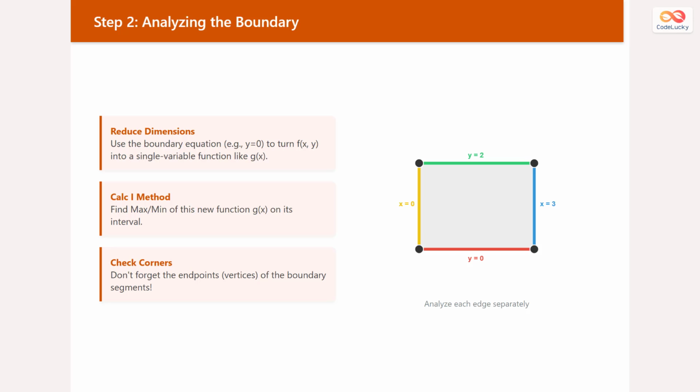Step 2 is often the most work, analyzing the boundary. We can't use the partial derivatives here. Instead, we plug the boundary equations into our function to turn it into a simple single-variable calculus problem. We find the max and min along the edges, and we must also remember to check the corners or vertices where the edges meet.